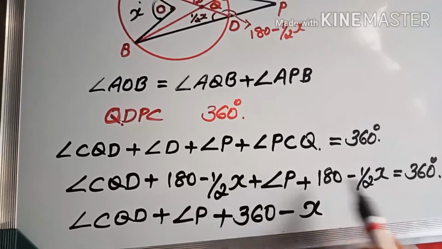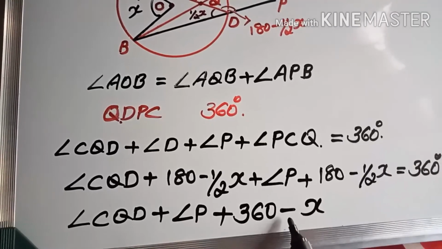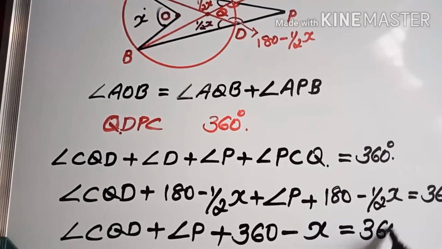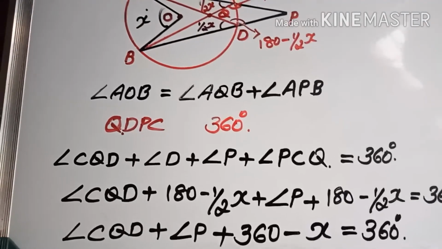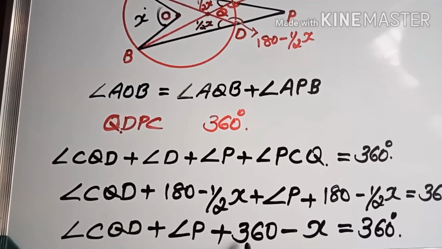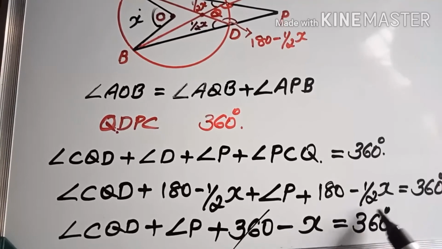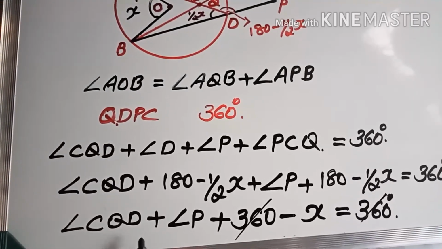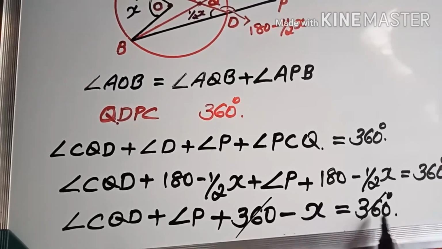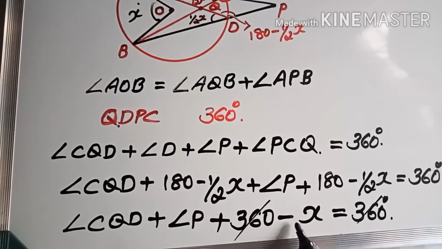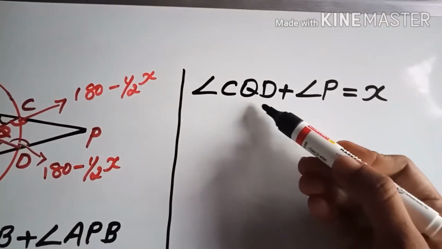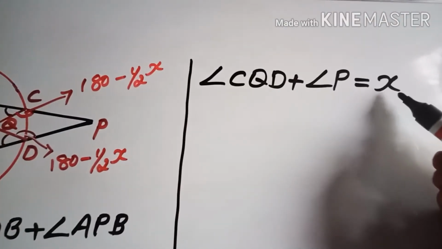Minus x means half x and half x, same sign, so we put the same sign and add. This is equal to 360 degree. Now 360 degree here and 360 degree there, so we can cancel. The remaining will be angle CQD plus angle P minus x equal to 0. Now take this minus x to this side. So angle CQD plus angle P equals x.